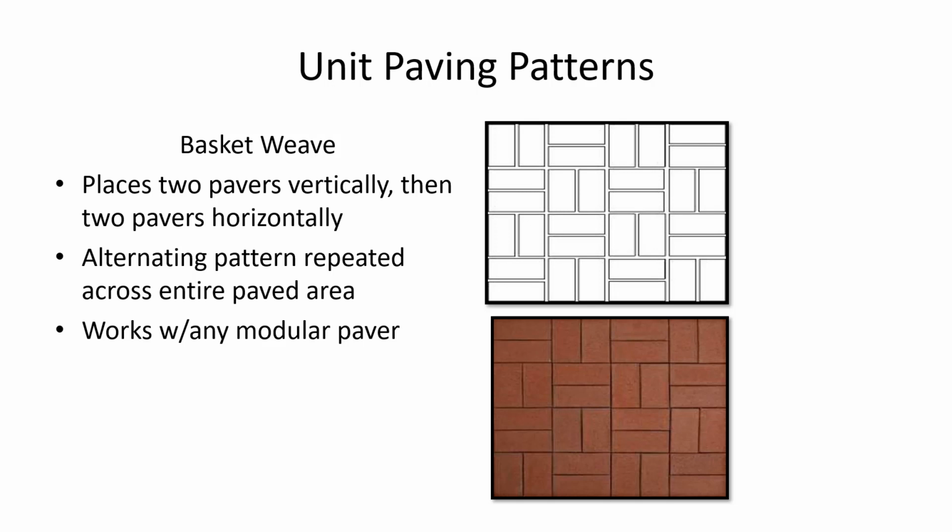But Basketweave places 2 pavers vertically, then 2 pavers horizontally, alternating, with the pattern repeated across an entire paved area. Works again with any modular paver, both brick and concrete.